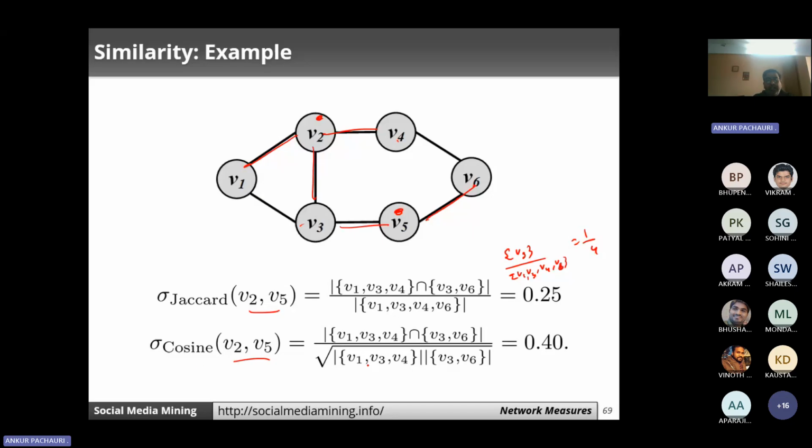Cosine similarity: here again, the common neighbor is still V3. So if I write it that way, 1 divided by the square root of 3 into 2, so 1 by square root of 6 comes out to be about 0.4.